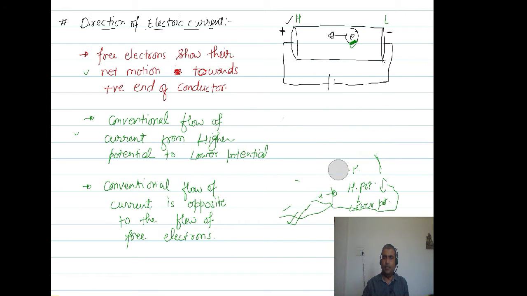Another point is about the nature of current, whether it is scalar or vector. We all know that physical quantities can be described in 2 categories, scalars and vectors. So now we need to describe this current as a scalar or vector. Let's check this out.